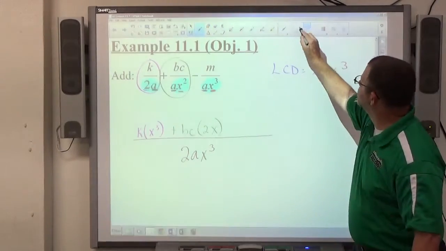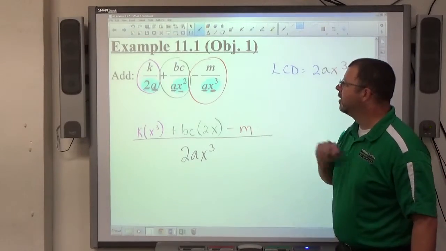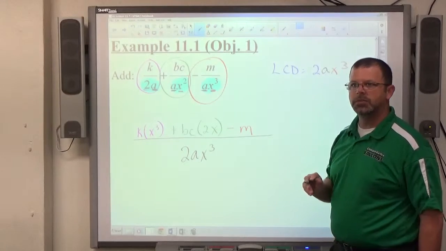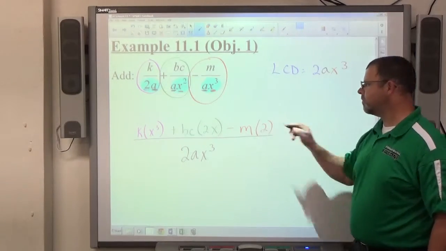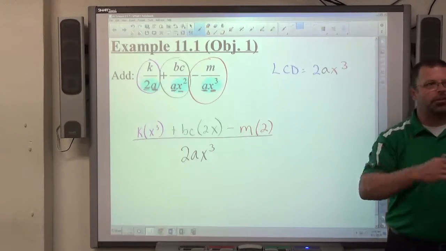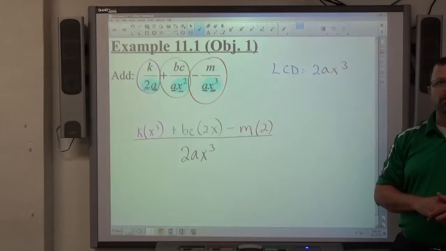The third fraction, negative m, so negative m. On the bottom we have ax cubed, now we have 2ax cubed. What's new? 2. So that's step 2. Once you've established the common denominator, you modify each numerator appropriately over the common denominator. And the last step is to simplify the top.